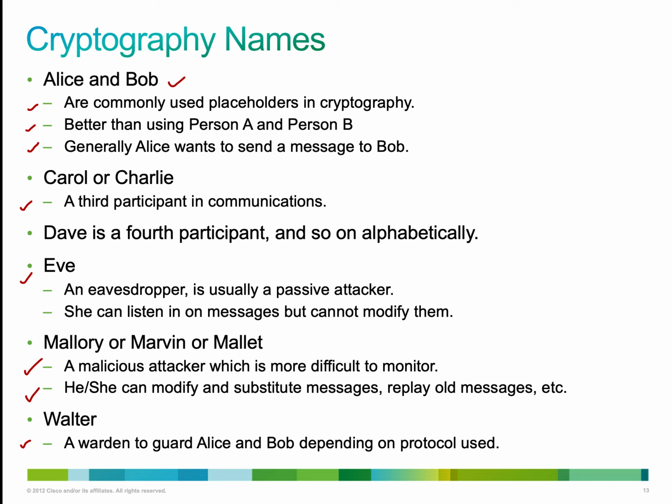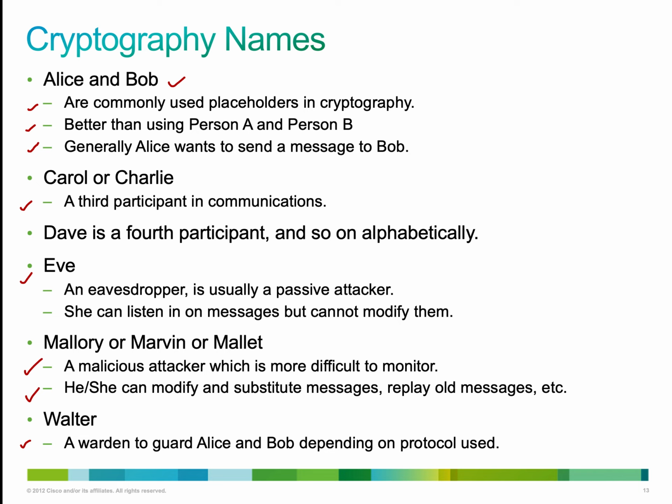Sometimes we also use Carol and Charlie. Carol or Charlie is a third participant in the communication. It doesn't mean they will replace Alice and Bob. Actually, it's a third party in the communication environment. Then we also use a fourth participant, Dave. Dave is also used, so the naming goes on alphabetically.